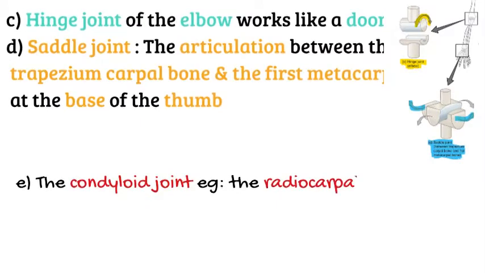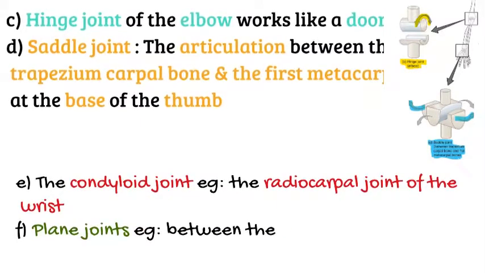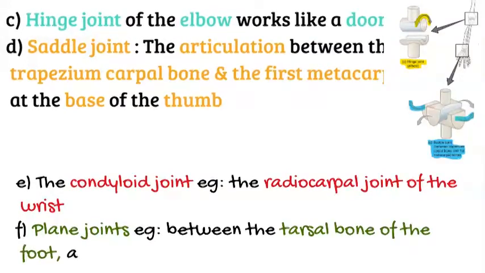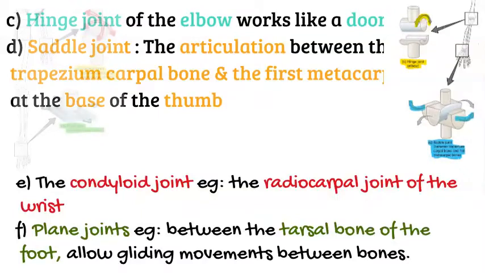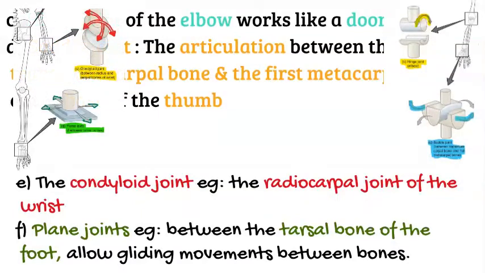E. The condyloid joint. Example, the radiocarpal joint of the wrist. F. A plane joint. Example, between the tarsal bones of the foot, allowing gliding movement between the bones. This picture shows the condyloid joint between movement that occurs in between the radius and carpal bones of the wrist, and the plane joint in between the tarsal bones.